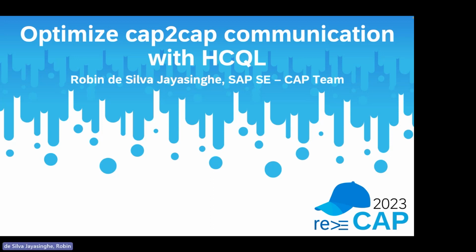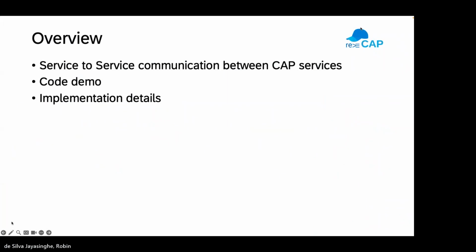Okay, yeah. So today I'm talking about optimizing CAP-to-CAP communication with HCQL. We'll learn what this is all about in a minute. First of all, a little bit about service-to-service communication between CAP services. Important, this is only about a CAP service talking to another CAP service, nothing about S4 or anything else. Then we have a code demo, and if some time is left, we can also have a look into the CAP Java code that we have written for this feature.